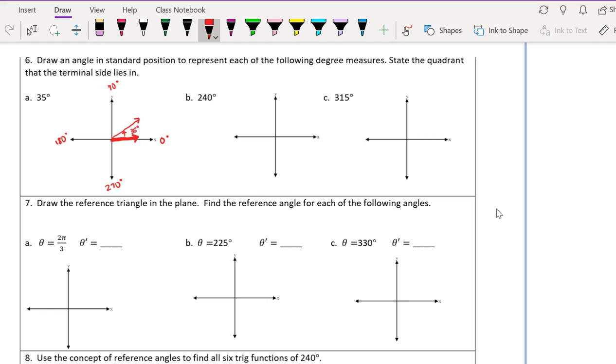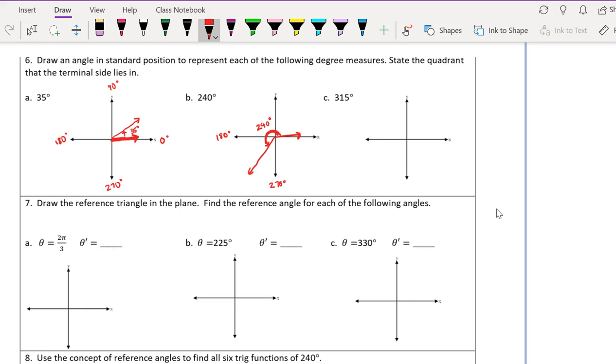Okay, 240. So if 180 is here and 270 is here, that means I have my initial ray and I am going to rotate all the way around, closer to 270. So this angle here, the rotation is more than 180 degrees, so that's a 240 degree angle.